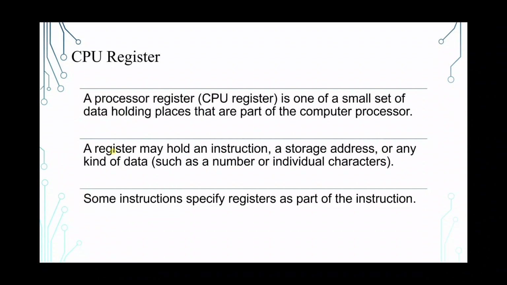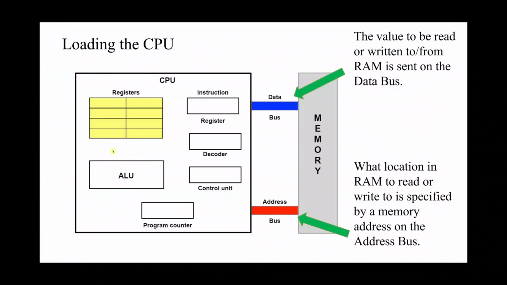So the CPU register. A processor register, or what we call a CPU register, is one of the small set of data holding places that are part of the computer processor. A register may hold an instruction, storage address, or any kind of data, such as a number or individual characters. Some instructions specify registers as part of the instruction.